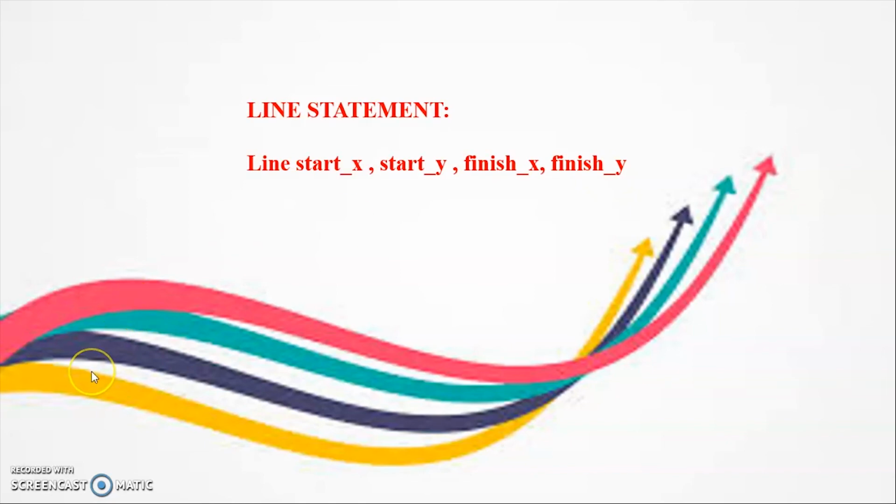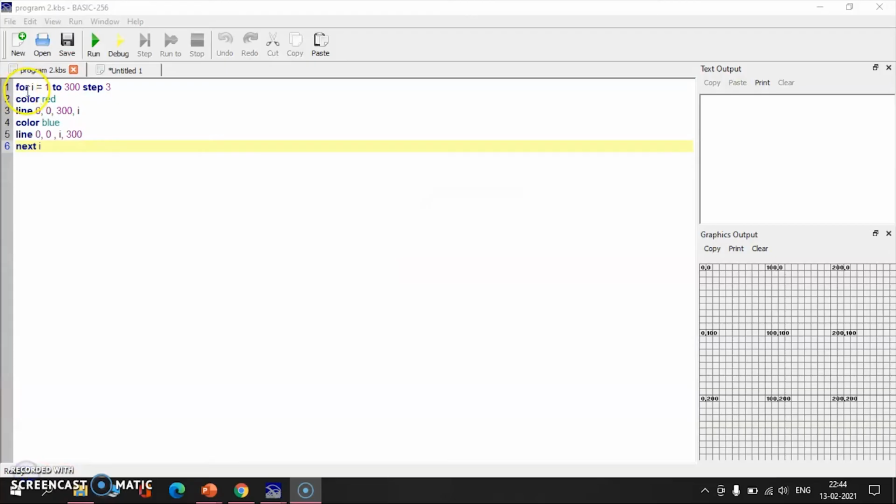Now we can see the program using the for statement and also the line statement. First, in the for statement, we are assigning expression 1 as 1, and then expression 2 is 300. It continues by incrementing the value by 3, which is given in expression 3. And then in our second statement, color red is given, which means that in our graphics output area we are going to use the color red, and then a line is going to be drawn in the graphics output area.